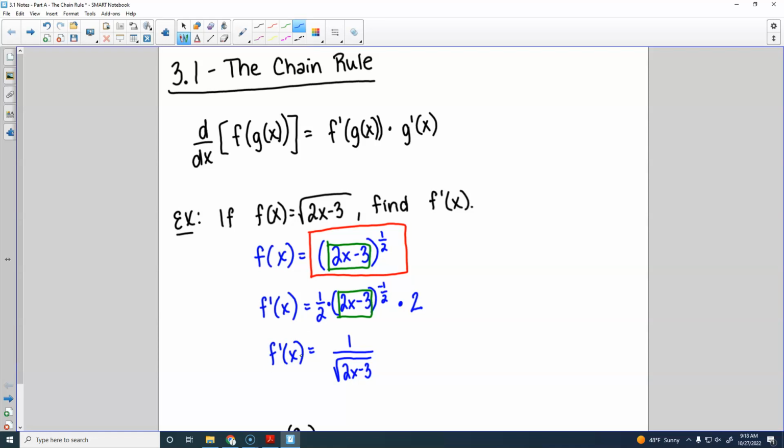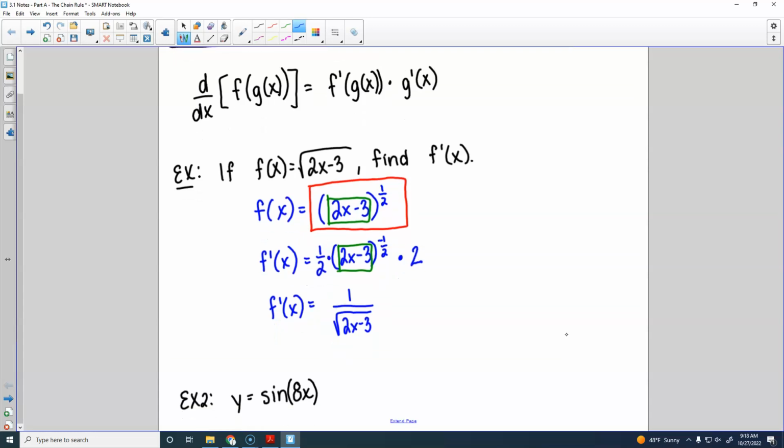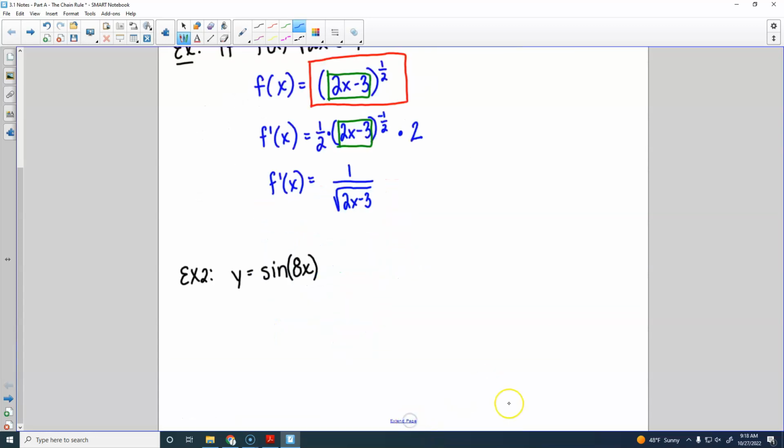And if you have to do anything with this, like plug a number into it or write an equation of a tangent line, this is easier to deal with. Plus on multiple choice, that's what it's going to look like. We'll leave it like this up here. Okay, questions there for the first one? All right, here's your second one.